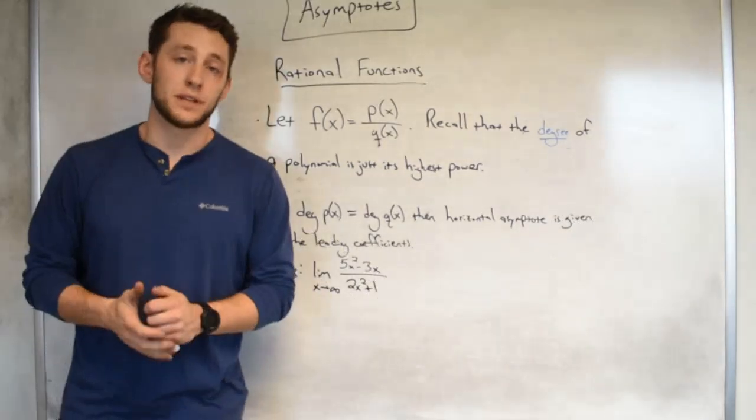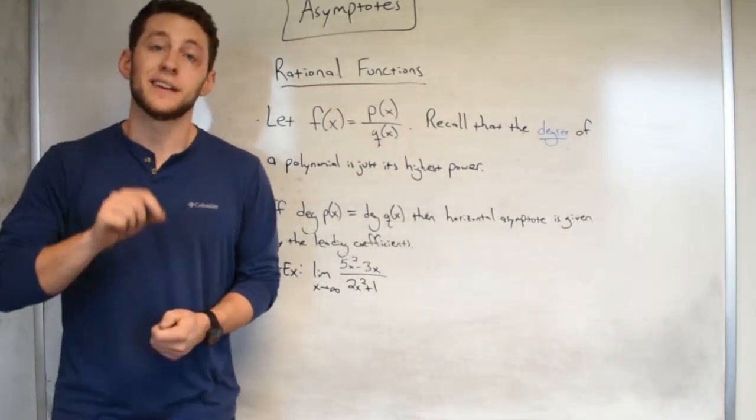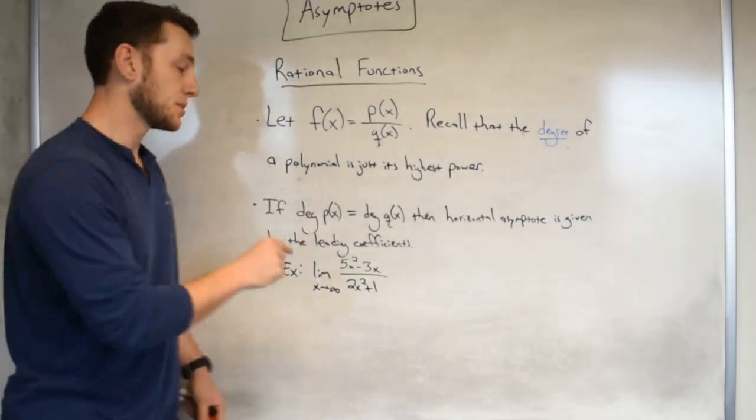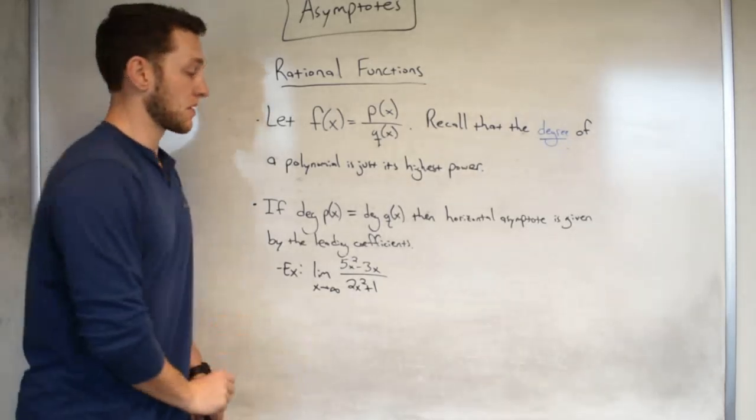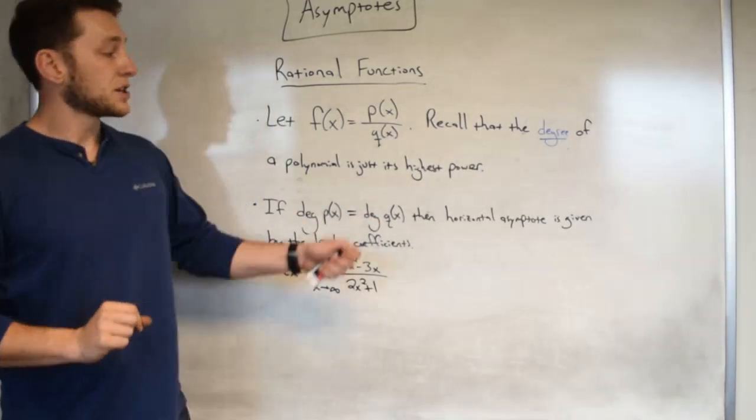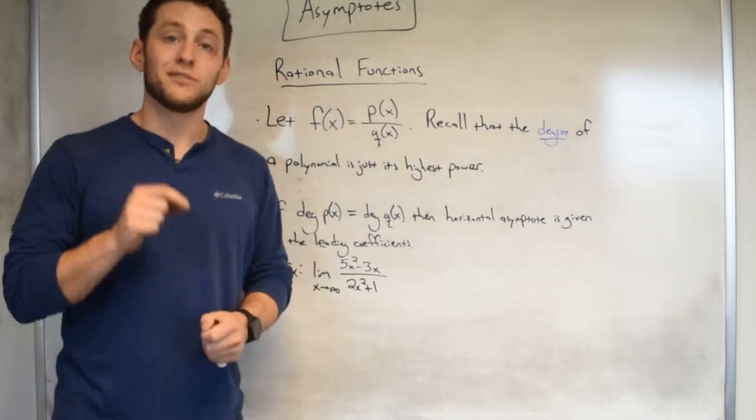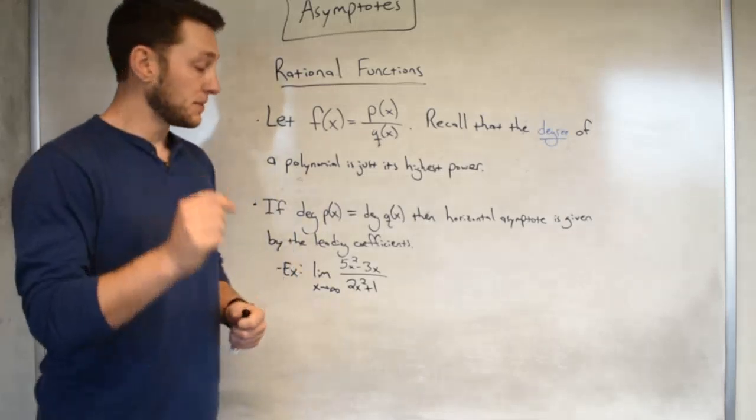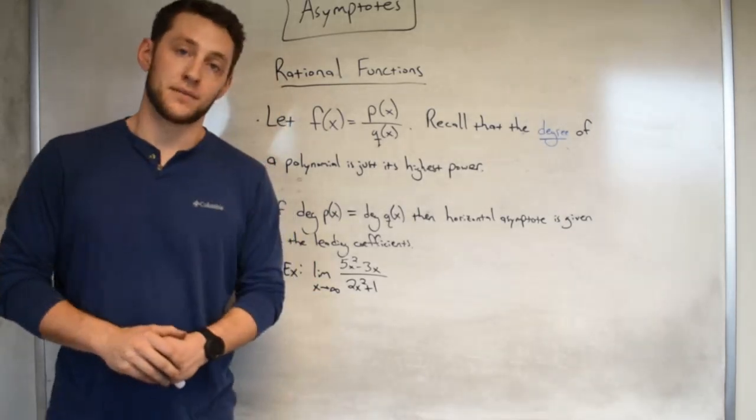Now the last case that we need to consider for rational functions is what happens when the degrees of the polynomials are equal. If the degree of the top, p of x, equals the degree of the bottom, q of x, then our horizontal asymptote will actually just be given by the ratio of the leading coefficients. The leading coefficients, recall, are the numbers attached to the highest power.